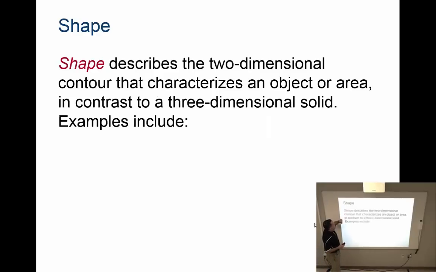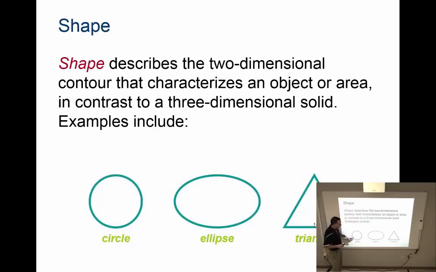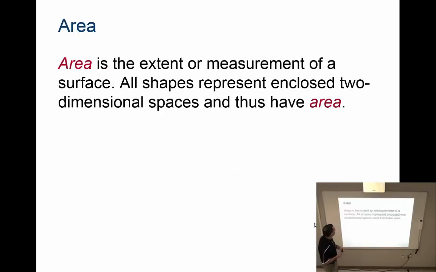All right, let's start by defining the term shape. It describes the two-dimensional contour that characterizes an object or area, in contrast to a three-dimensional solid. Examples in this case would be a circle, ellipse, triangles, rhombus, things like that.